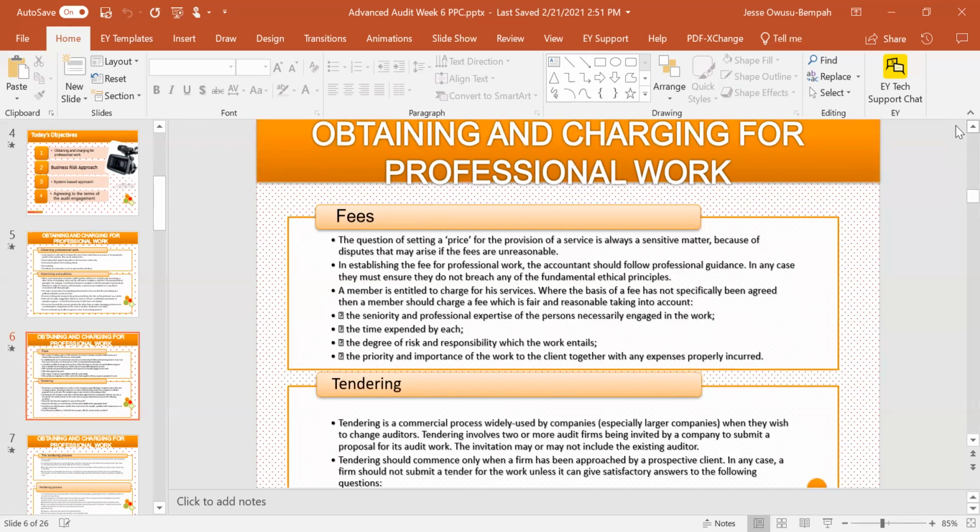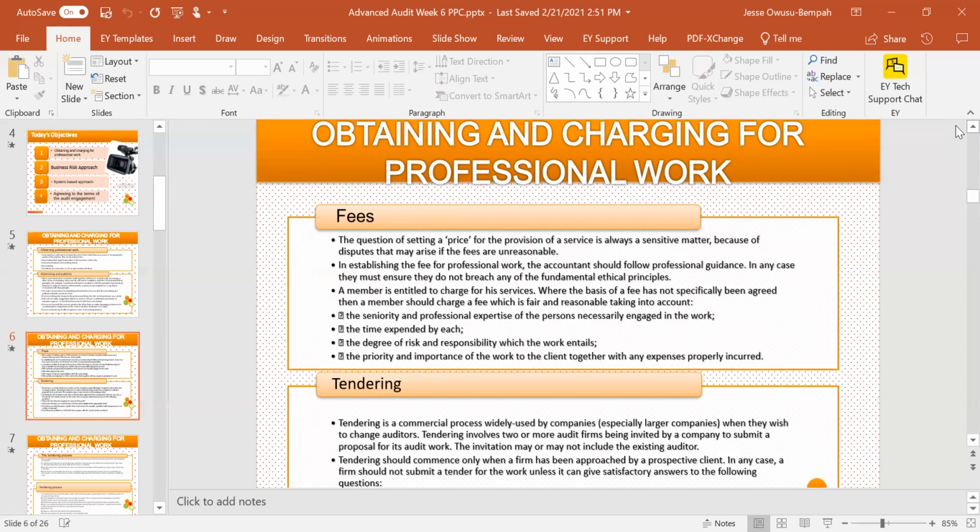In situations where the basis of a fee has not been specifically agreed to, then the auditor should charge a fee which is reasonable. And these are some of the considerations that the auditor needs to make when charging a fee. They charge the fee based on the professional expertise of the people engaged in the work. What is their seniority? What kind of experience do the team members performing the work have? It's very, very crucial. That's one.